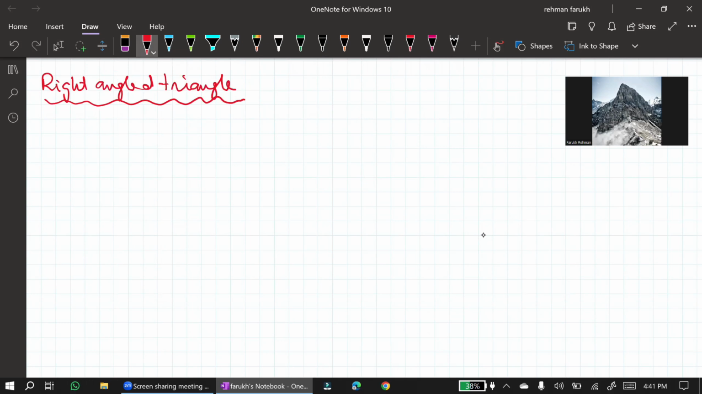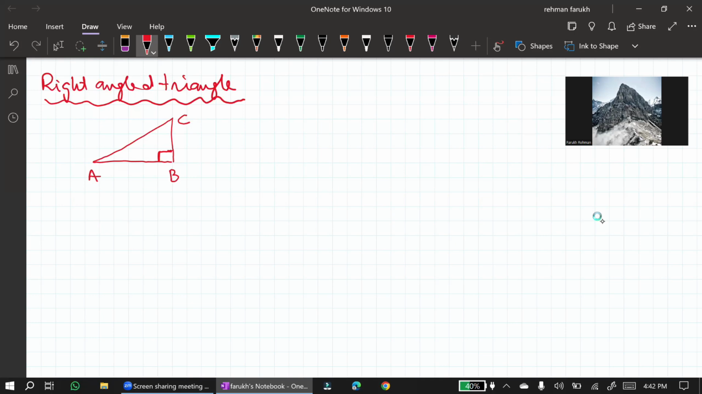Now, what is a right angle triangle? A right angle triangle is a triangle in which one angle is of 90 degree. Now, this one is a triangle ABC. In this triangle, angle B is of 90 degree. Because of this 90 degree angle, this triangle is known as a right angle triangle. And we mark the right angle with a square sign.